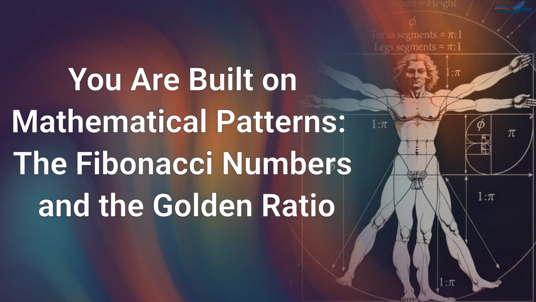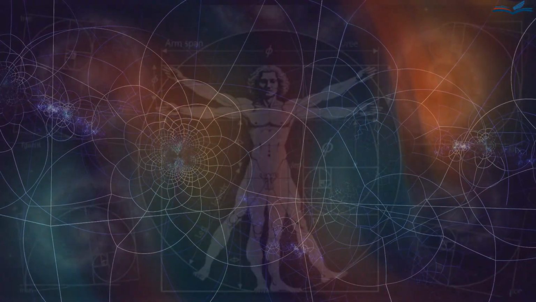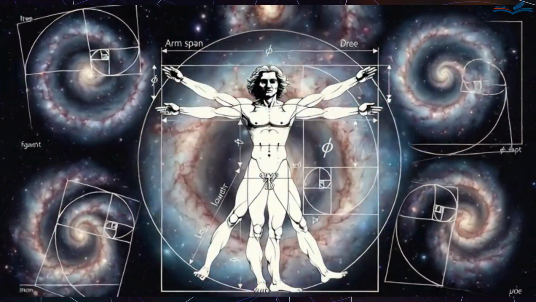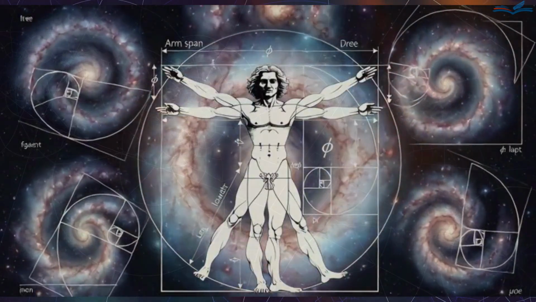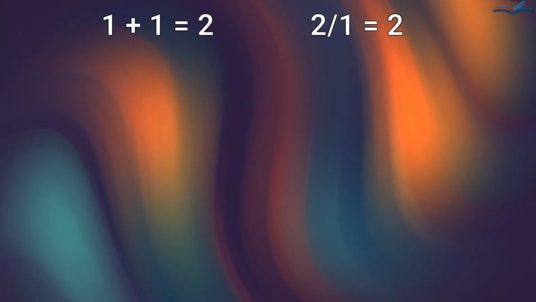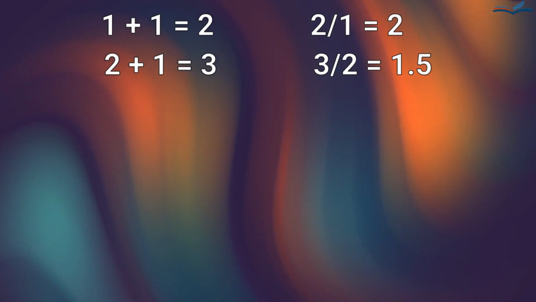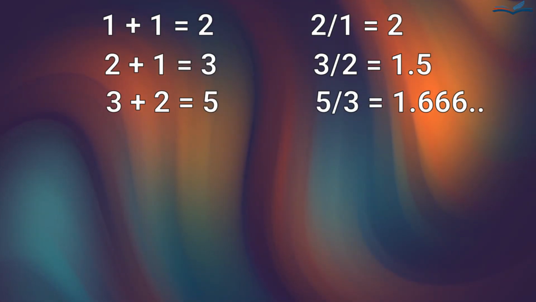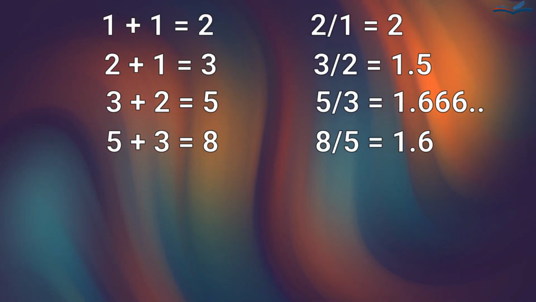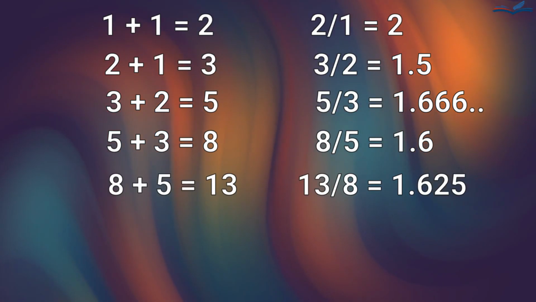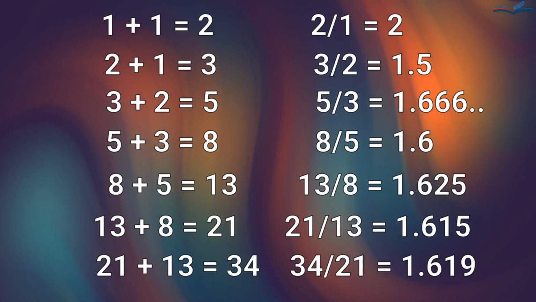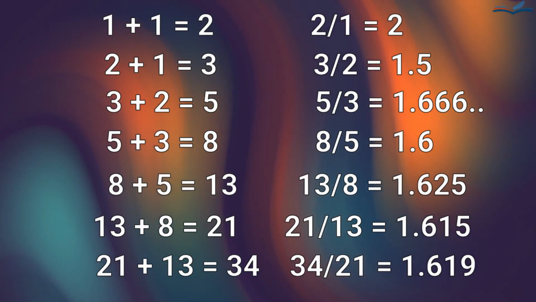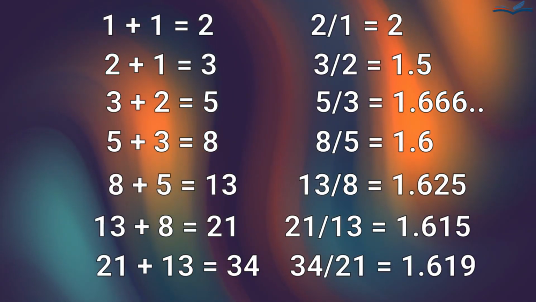Whatever we study, from the smallest atoms to the largest galaxies, seems to follow underlying mathematical patterns. Among the most famous of these are the Fibonacci sequence and the golden ratio, both of which appear with surprising frequency throughout nature. They are everywhere. The Fibonacci sequence is a series of numbers in which each term is the sum of the two preceding ones. It unfolds, starting from 1, as follows: 1, 2, 3, 5, 8, 13, 21, 34, and so on, continuing infinitely.